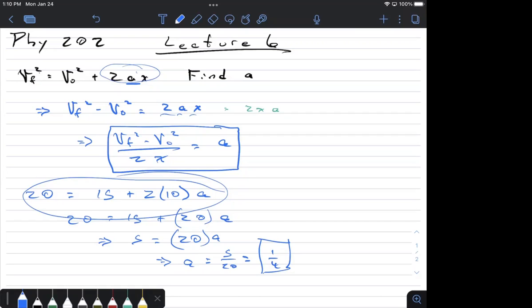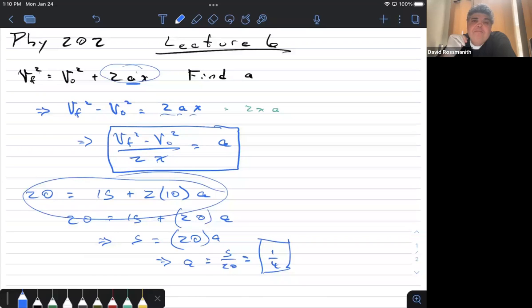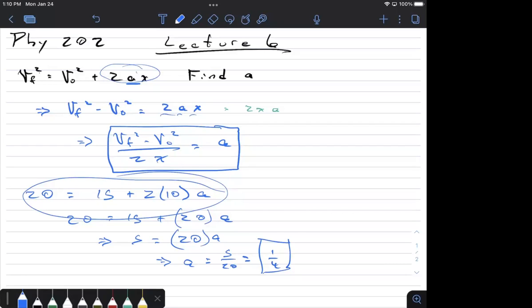No, sir. I got that answer, but what if you broke it up? Like I have VF squared over 2x minus VO squared over 2x, separated. That's perfectly fine. Yeah, that's okay. That's no problem because it means the same thing, right? Okay, thank you. Sure.